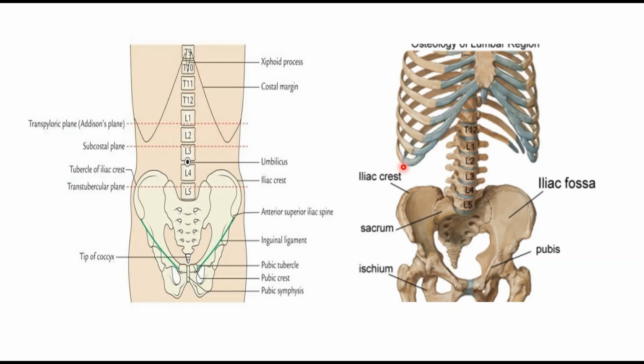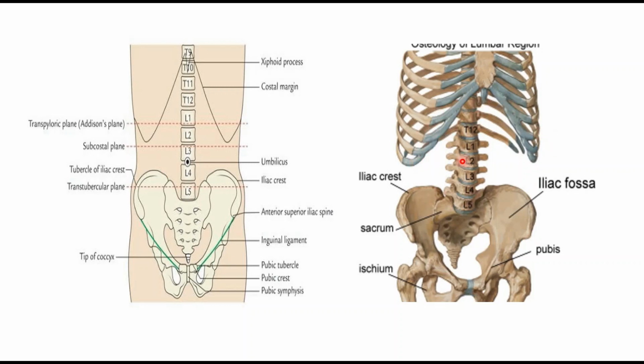Here you can see in this image 7th, 8th and 9th ribs and 10th rib. These 4 ribs, 7, 8, 9, 10, form the upper border of the abdomen, forming the costal margin. And then you can also see xiphoid process here. Xiphoid process is a part of sternum. Sternum has 3 parts: manubrium, body and xiphoid process. So this xiphoid process along with the costal margin forms the upper border of the abdomen.